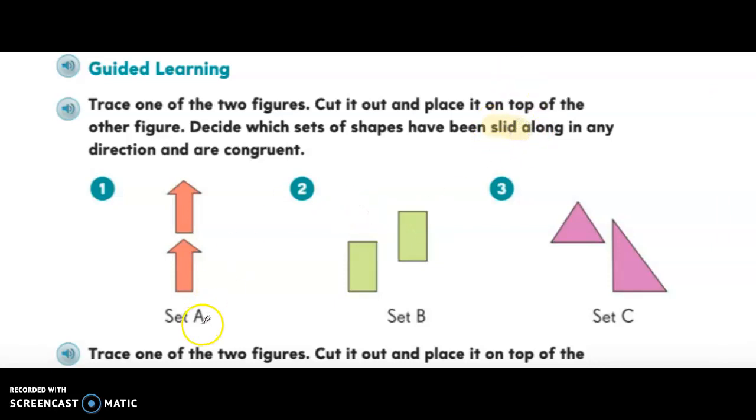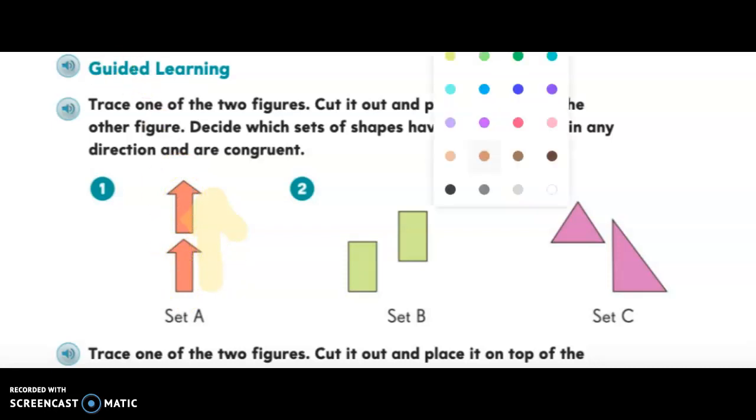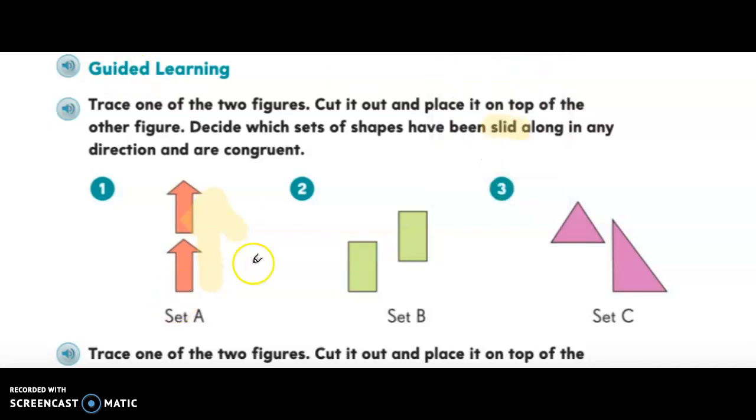Okay, so set A, that arrow is just sliding upwards. It is going in this direction, and now if you notice, it is the same size and shape, so this counts as a slide. So this one we can circle.